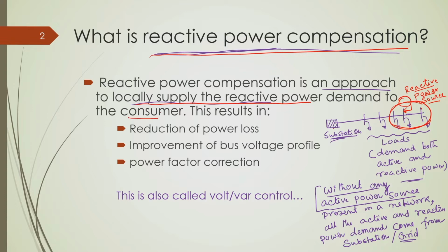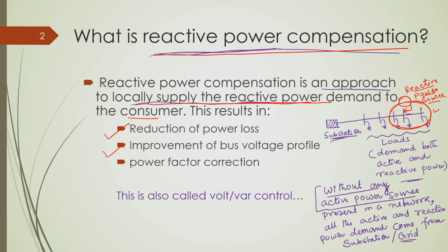Okay. Now, why do we do this? Because when we use an approach or when we place something, it should have some merit. So, locally supplying this reactive power demand by using a reactive power source placed at any point of the feeder will significantly reduce the power loss of the network. Why will it do so? I will come to that.